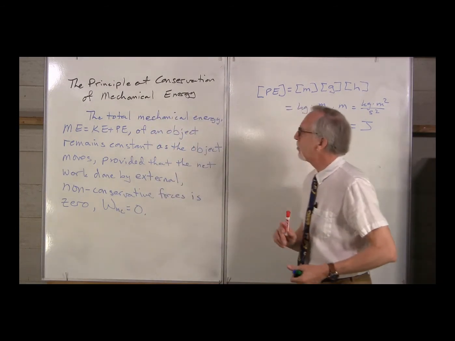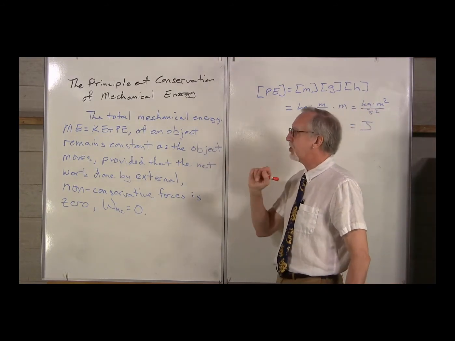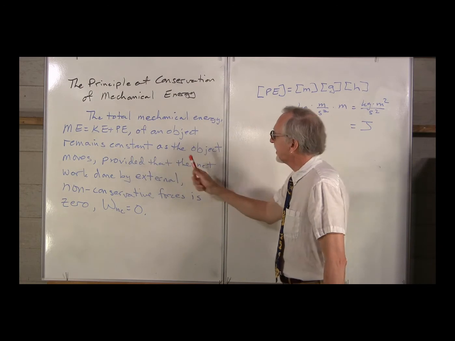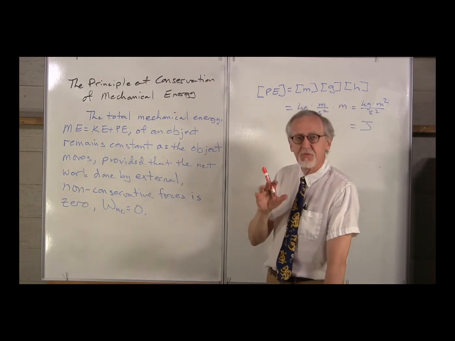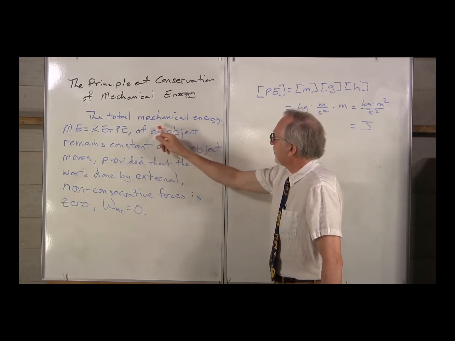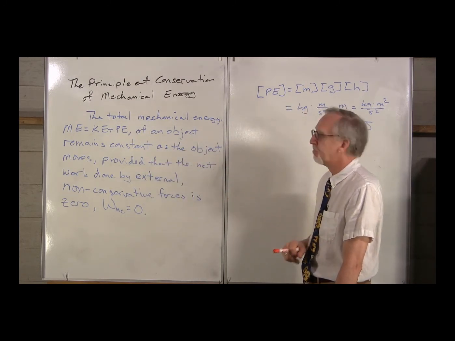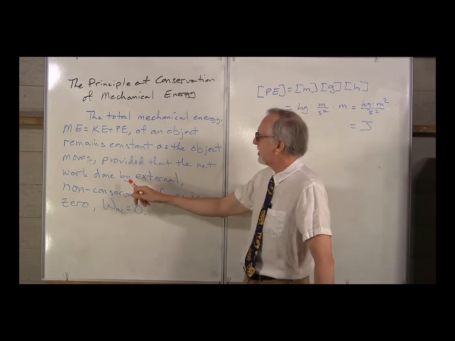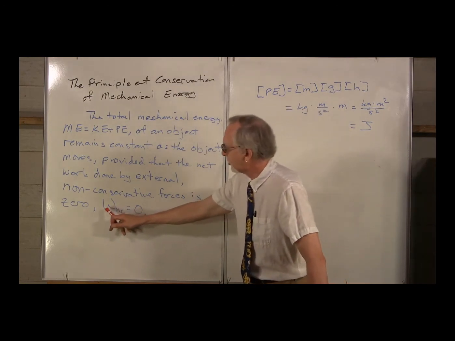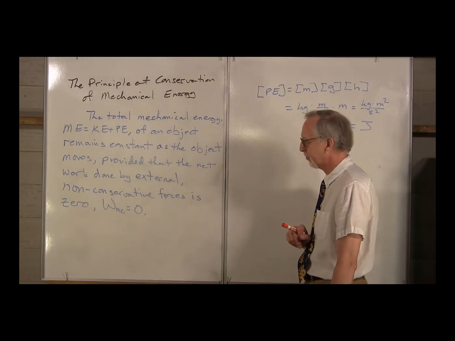So, to the principle of conservation of mechanical energy. The total mechanical energy, ME, which is the sum of KE plus PE, of an object remains constant. When we say something is conserved, we mean it remains constant. It keeps the same value. The total mechanical energy of an object remains constant as the object moves, provided that the net work done by external non-conservative forces is zero. In other words, the work W_NC, the work done by non-conservative forces, is zero.